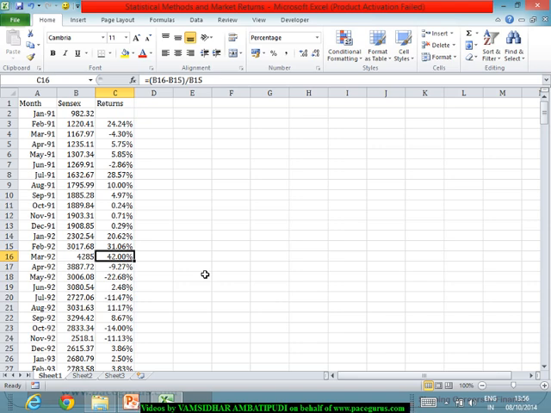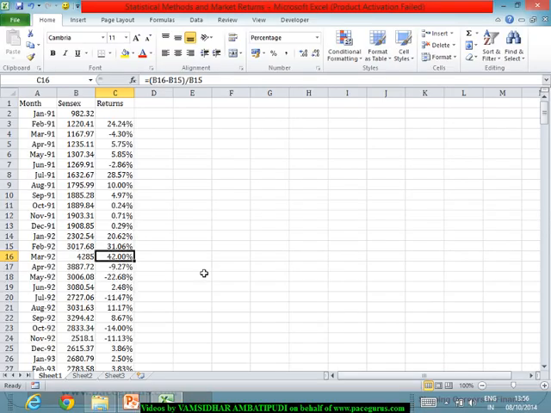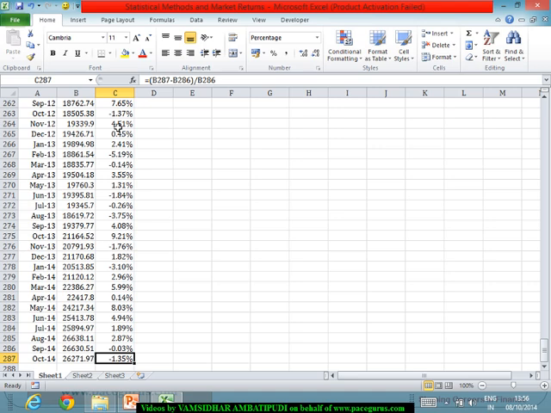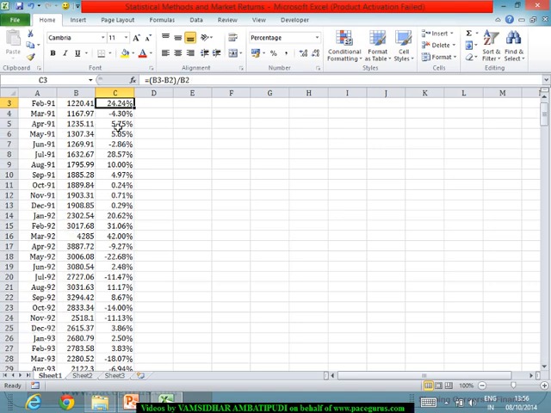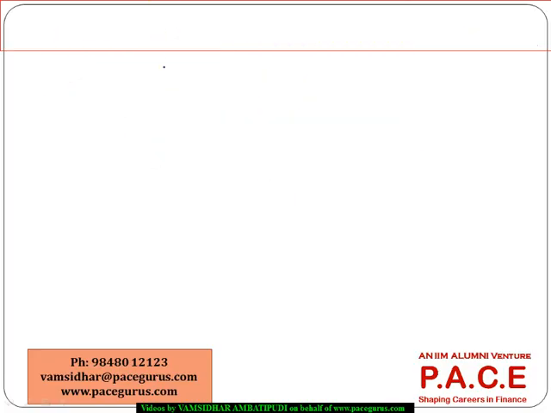Now these returns, how many observations are there? Almost 286 observations are associated with the returns. Now corresponding to this entire 286 observations, I want to create a frequency distribution.